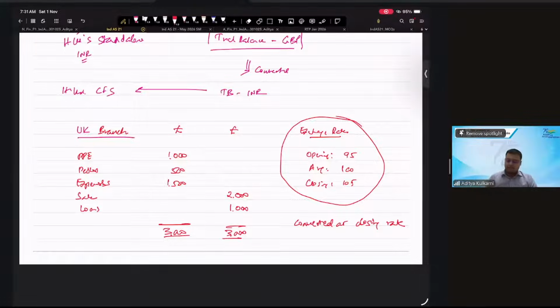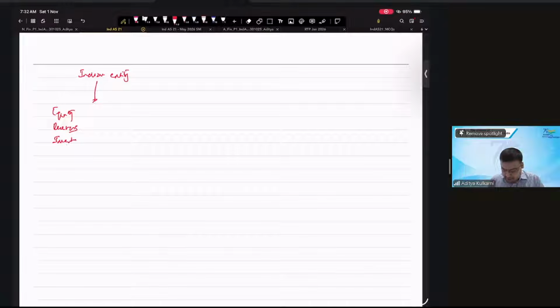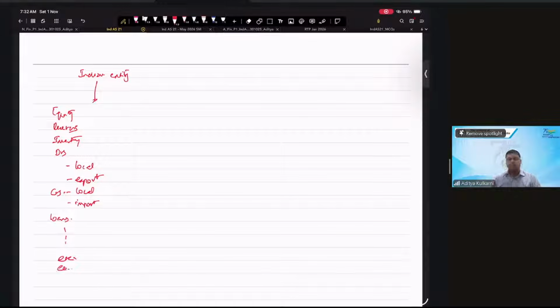And the answer is very simple. When I talk about an Indian entity having equity, reserves, inventory, debtors, local, export, creditors, local, import, loans, etc., incomes, expenses, everything.